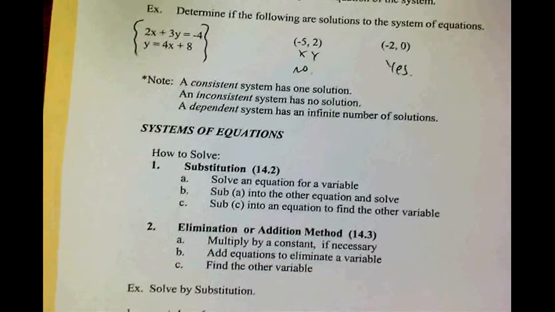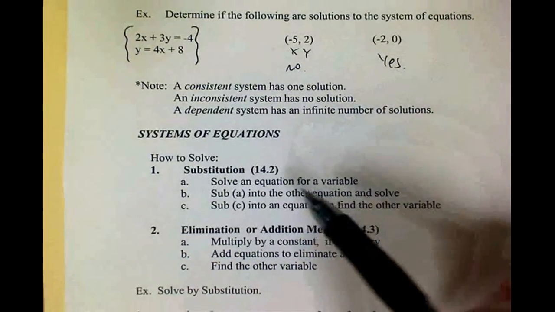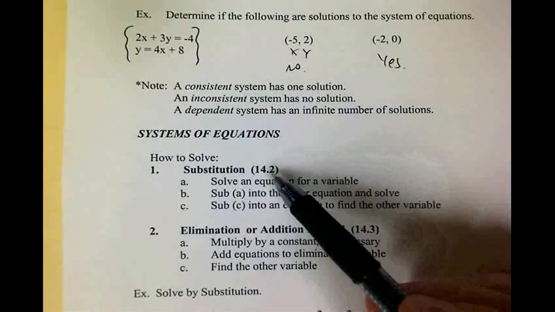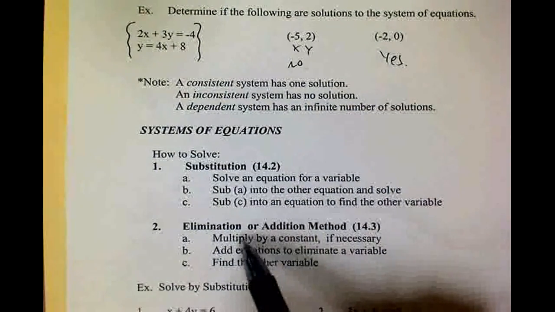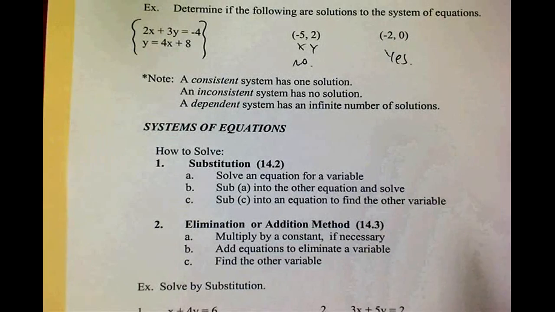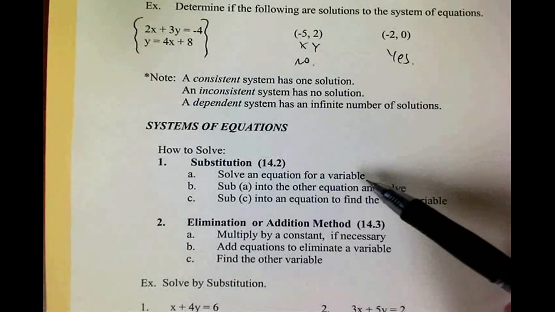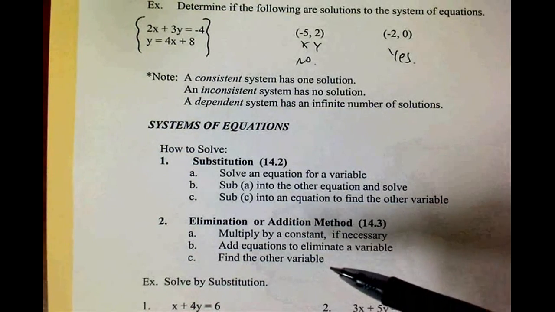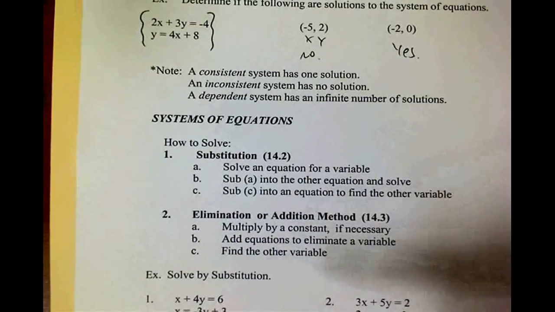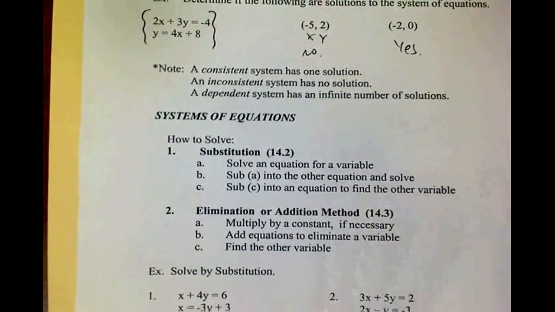So we've got two main processes on how to solve. It's actually a third, but we're going to just stick with these two. One is called substitution, which can be found in 14.2 of your book. The other one is the elimination or the addition method. It's the same thing. That's found in 14.3. Substitution is basically what you think it is. You're going to substitute one equation into the other equation. So we're substituting entire equations into the other equation. Elimination or addition, we'll come back and talk about that one later.